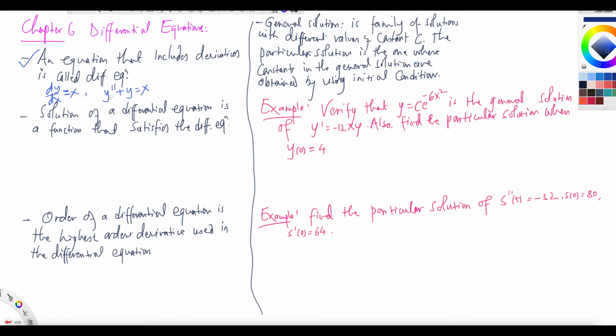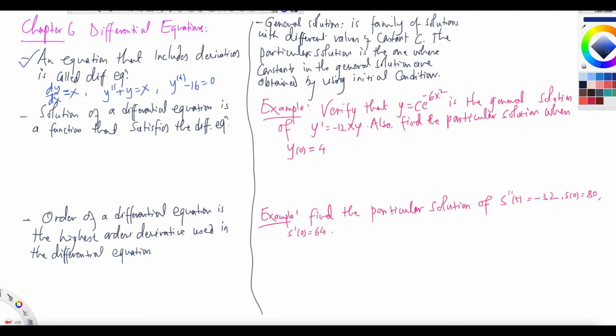Let's say y double prime. So there is a second derivative, right? In the first differential equation there is a first derivative. In this equation there is a second derivative. So this is also a differential equation. And then it could be y to the 4, where the 4 inside the parentheses means it is a fourth derivative, minus 16 equals 0. So this is another differential equation.